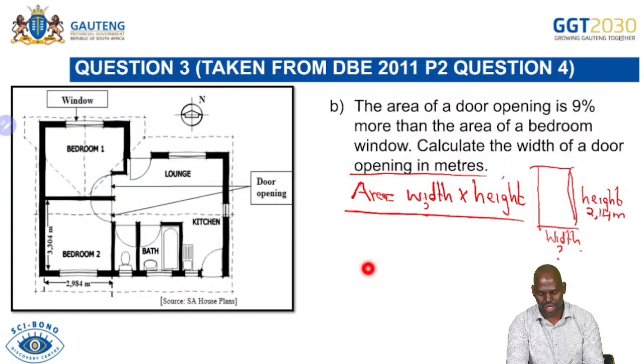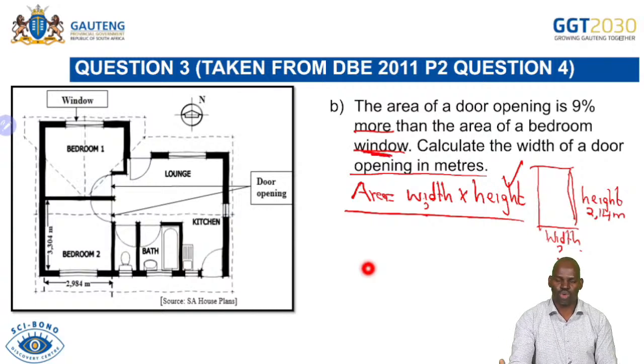Do we know the height? Yes, we know the height. Do we know the area? We don't know the area, but what we know is that the area of the door opening is 9% more, that means it's 9% bigger than the area of the bedroom window. Is there any way that we can find the area of a bedroom window? Let us look at the information that is given.